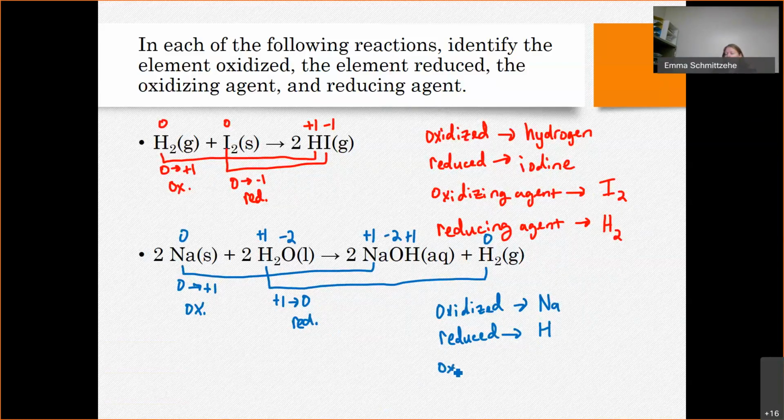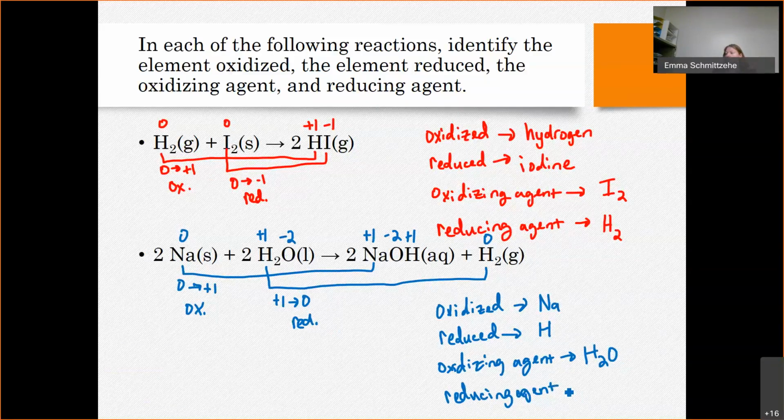And then if we want to talk about the oxidizing agent, that must be the substance that contains what was reduced. So in this case that would be the H2O, the entire reactant. And the reducing agent would be the thing that's allowing the reduction to occur. In this case, that would be the sodium. Okay, so that's that. Now we can do a couple more.